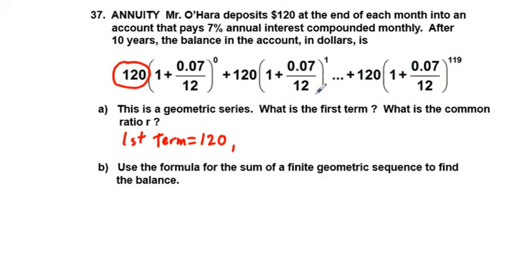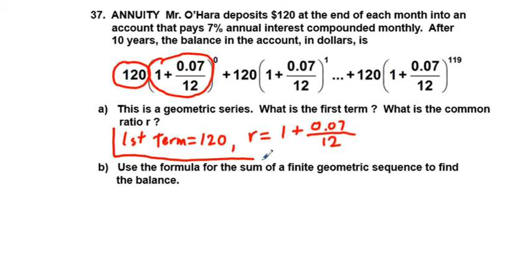And then let's see, what is the common ratio R? Well, common ratio R is going to be this thing right here. This is R. So R is equal to 1 plus 0.07 over 12. So that's the value of R. And that's the common ratio right there. That's our answer for part A. 2 parts.